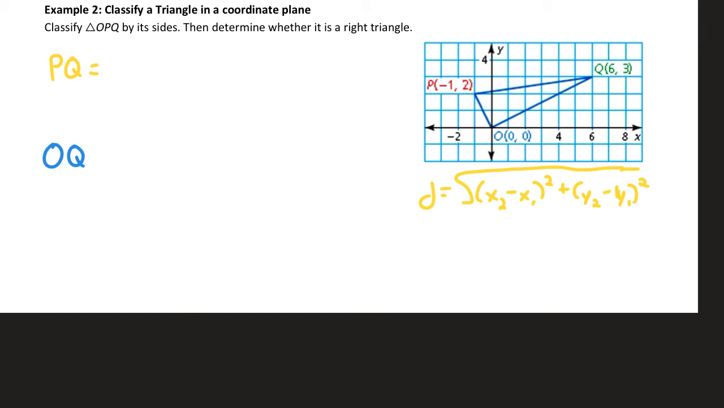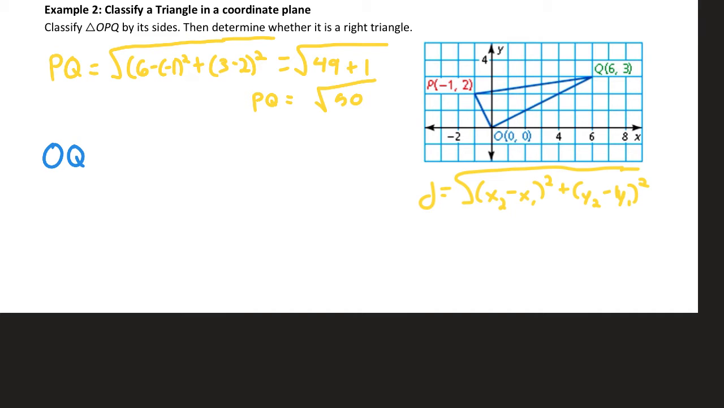Okay, so to find the distance of PQ, that would be the square root of, I would do 6 minus -1 squared, and then 3 minus 2 squared. So that would be the square root of 6 minus -1 is 7. 7 squared is 49. 3 minus 2 is 1. 1 squared is 1. So this would be the square root of 50. And I'm just going to leave that alone. This is PQ's length. That is good to know. All right?